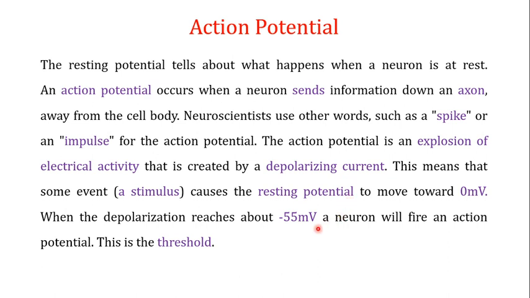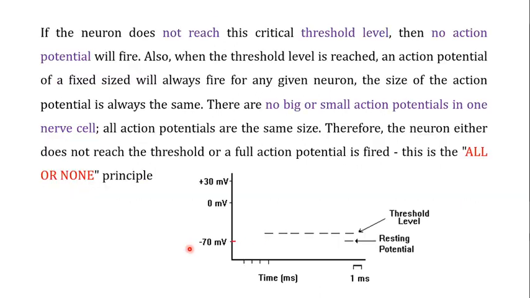Now when the depolarization reaches about minus 55 millivolts, a neuron will fire an action potential, and this minus 55 millivolt value is called the threshold value. Just as we say that minus 70 millivolt is the value for the resting membrane potential, this minus 55 millivolt is the value for the threshold.